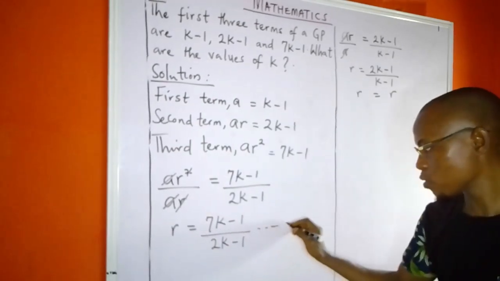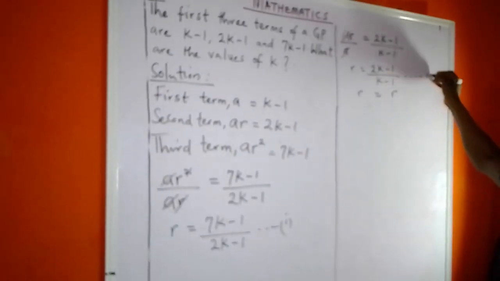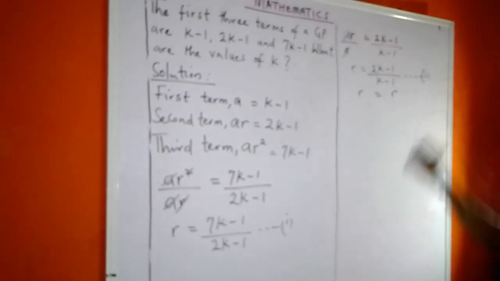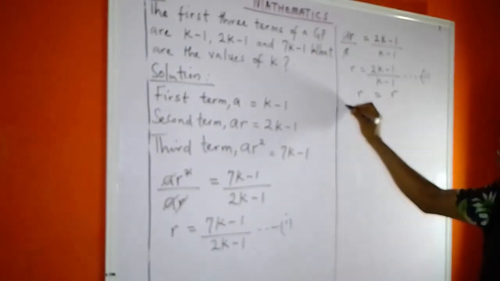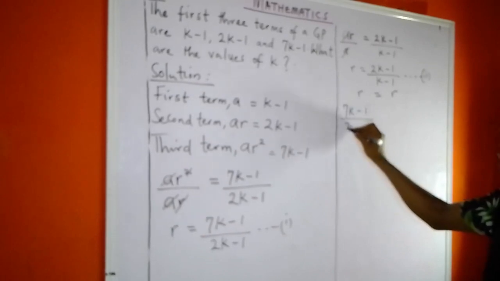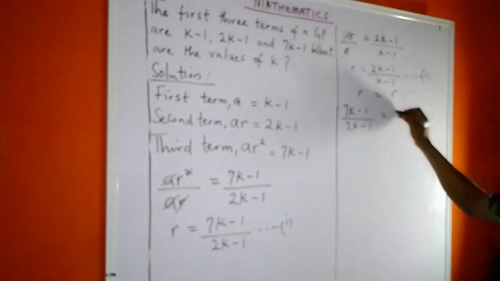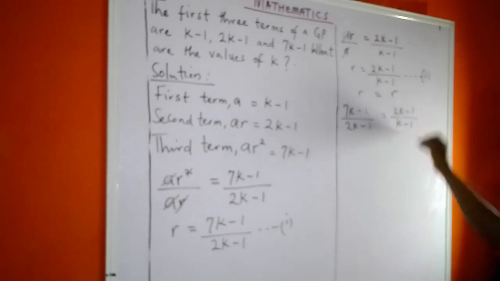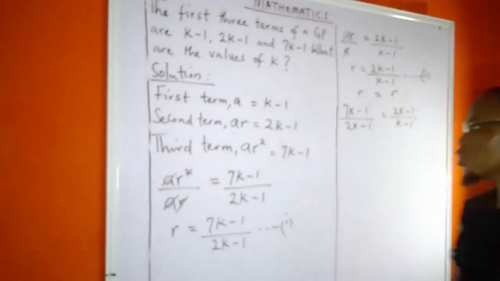So the common ratio of this first one, maybe we can call it 1, and the common ratio of this, which is 2. So we equate them together, and when we do that, we'll be having 7k minus 1 over 2k minus 1 equal to 2k minus 1 over k minus 1. Okay, so this is what we have after equating the two common ratios.